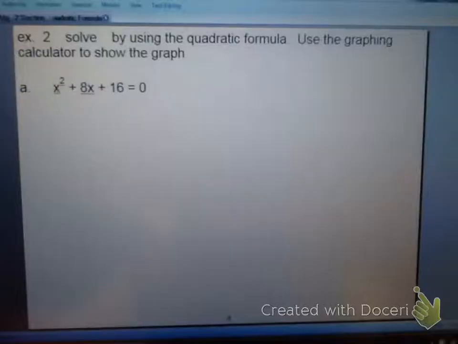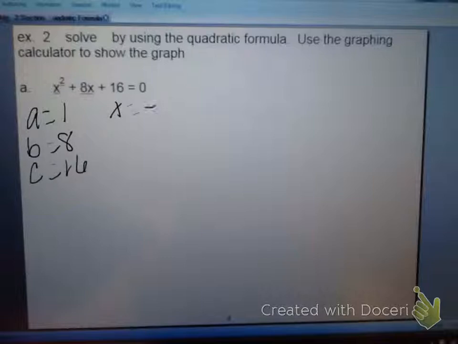Example 2, solve by using the quadratic formula. Use the graphing calculator to show the graph. Okay, remember, when you're solving for x, you are finding the x-intercepts, which is also called the roots, which is also called the zeros. It is already equal to 0, so let's identify our a is 1, our b is 8, and our c is 16.